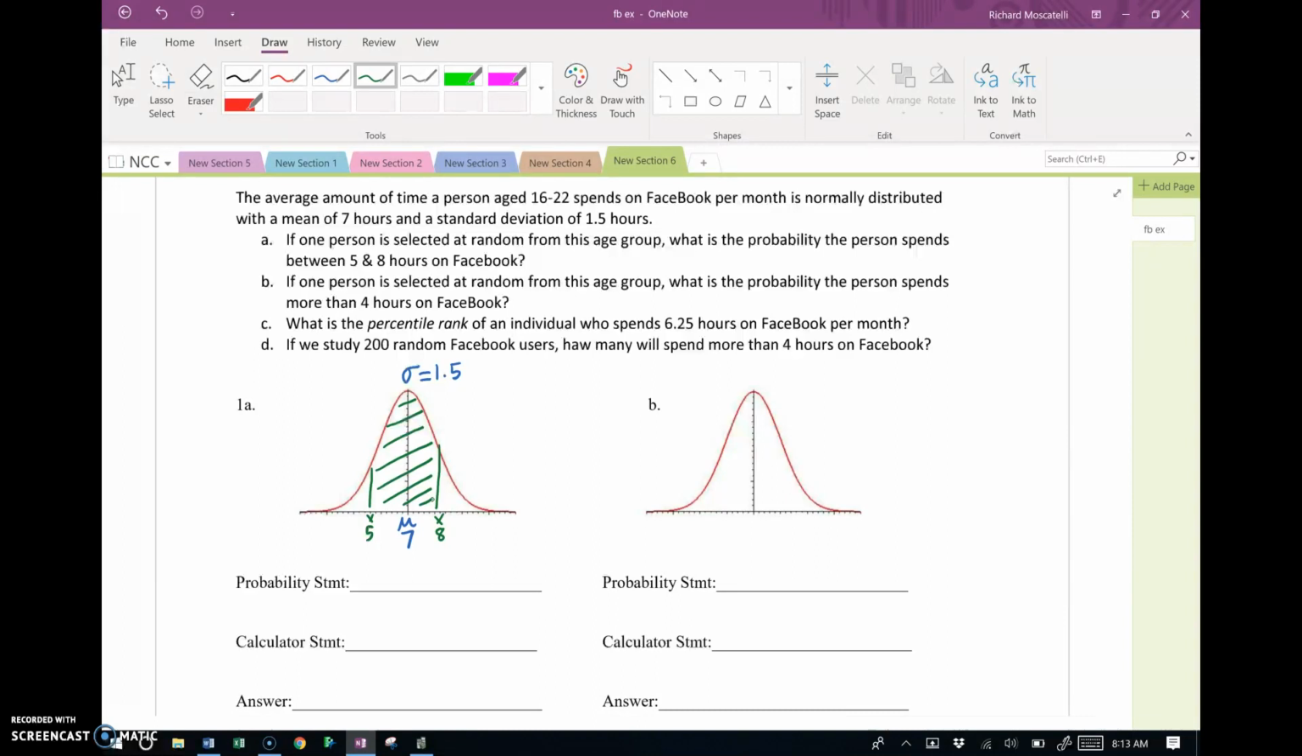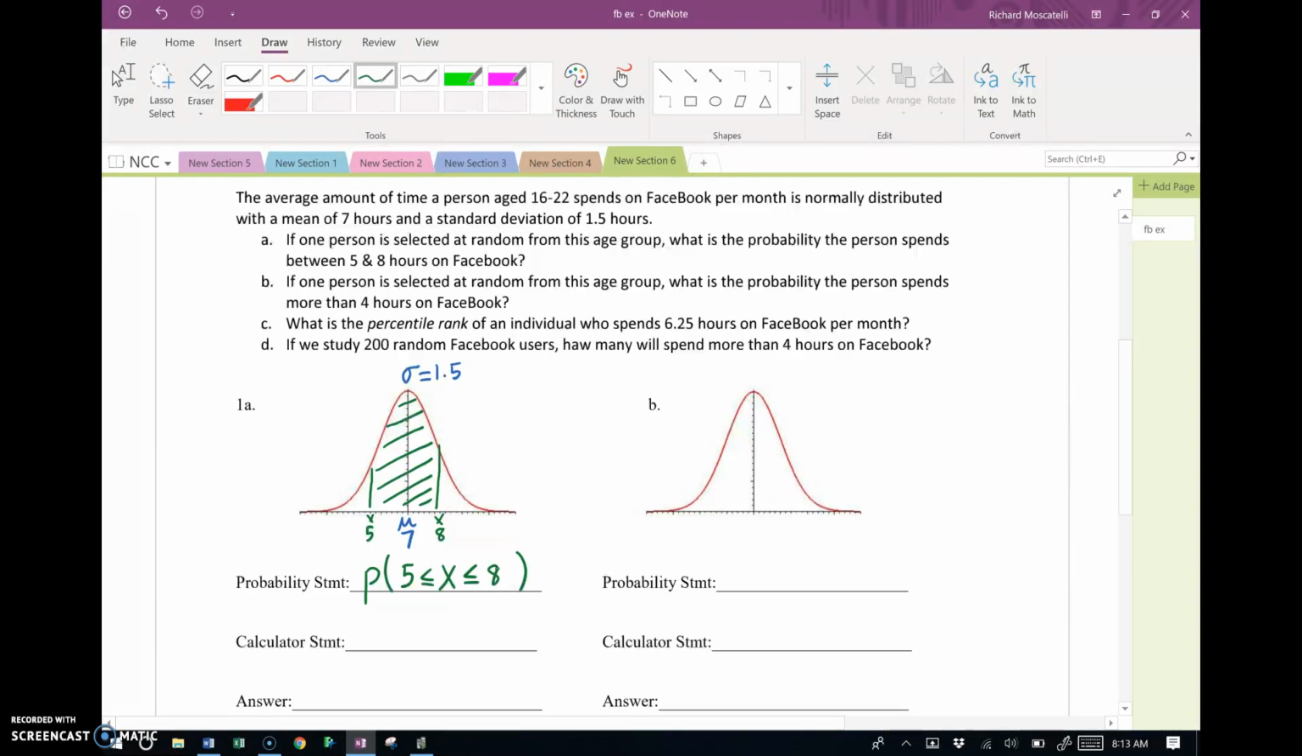All right, so from a probability standpoint, this is the probability that x is in between 5 and 8. I'll write that like this. I'll put the x in the middle, and I'll sandwich the 5 and 8 between less than signs. This is the probability x is in between 5 and 8.